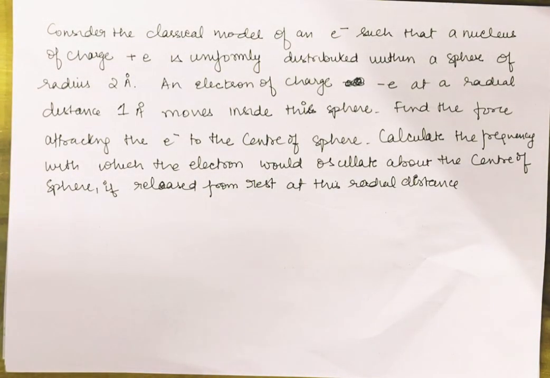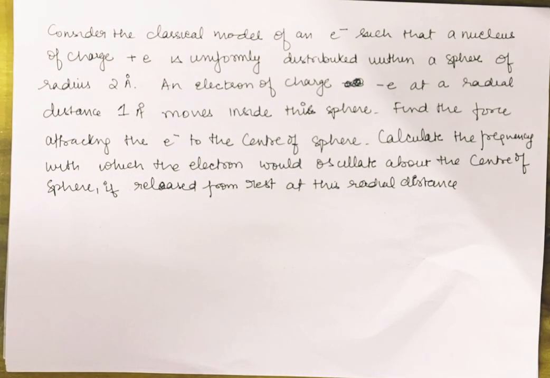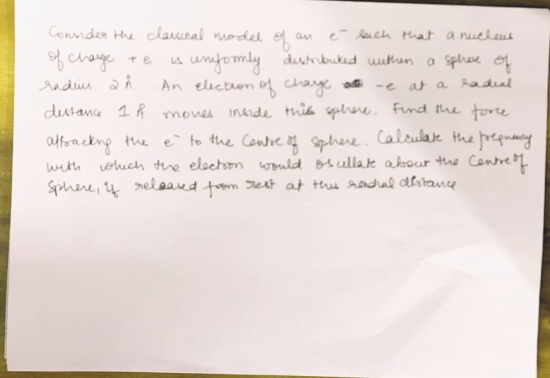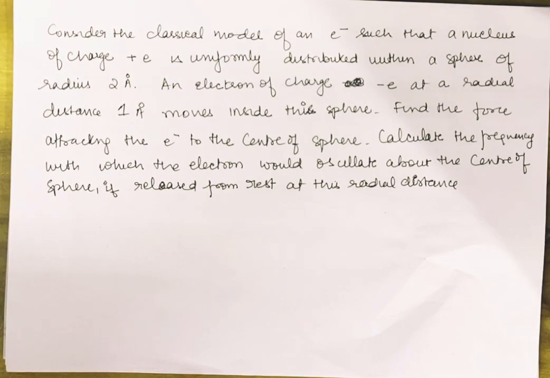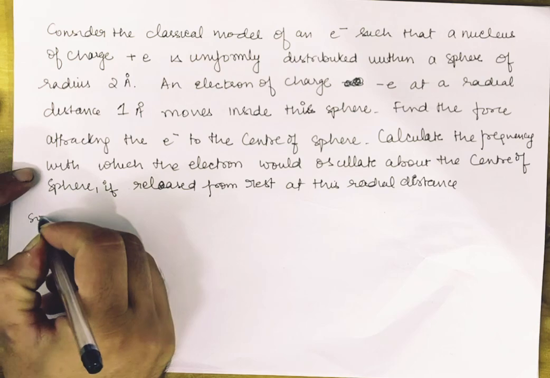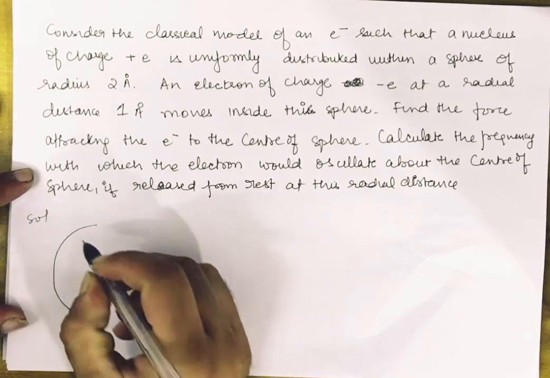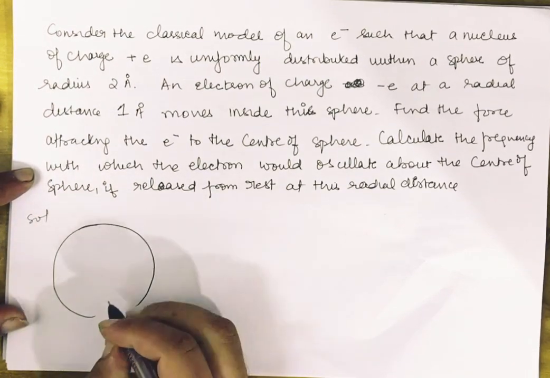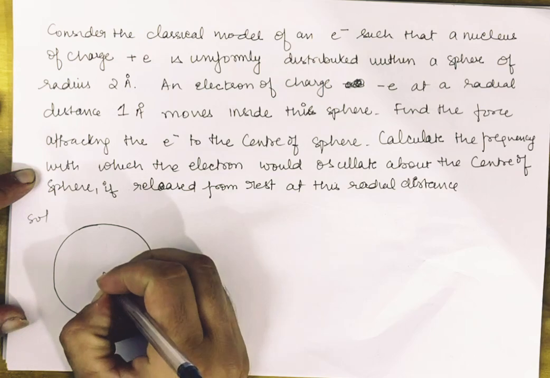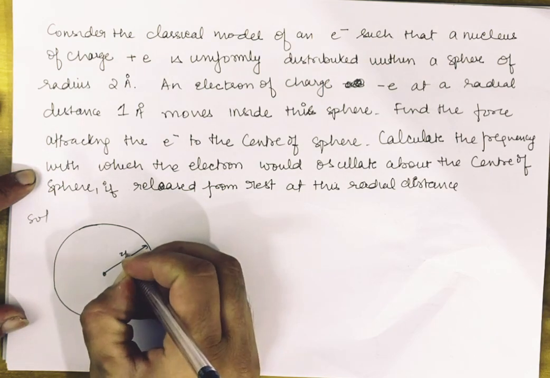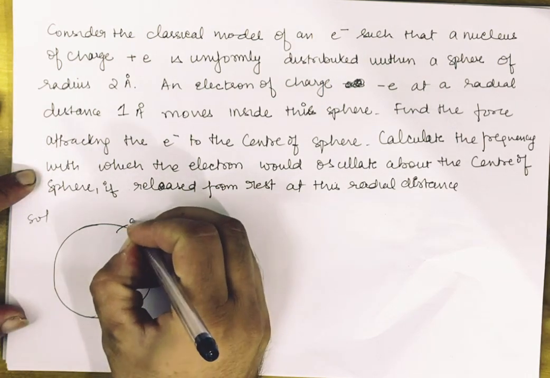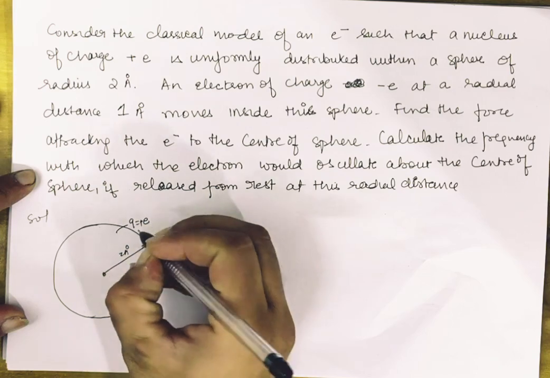Consider a classical model of an atom such that a nucleus of charge plus e is uniformly distributed within a sphere of radius 2 angstrom. So we have a sphere of radius 2 angstrom, and the entire charge in this sphere is plus e.